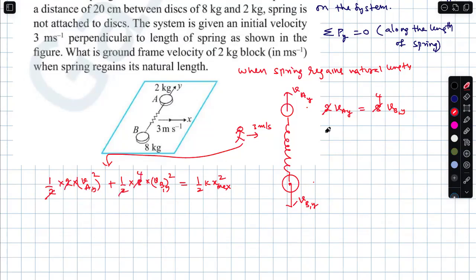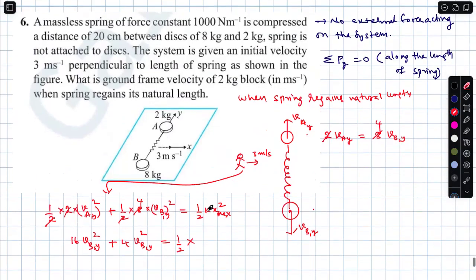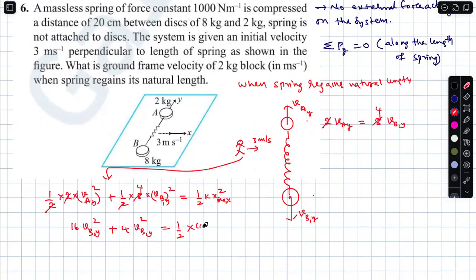4 and Vay can be written as 4 Vby. 16 Vby square plus 4 Vby square is half into what is K, by the way, K is 1000. Compressed amount is 20 centimeters, which is 1/5.